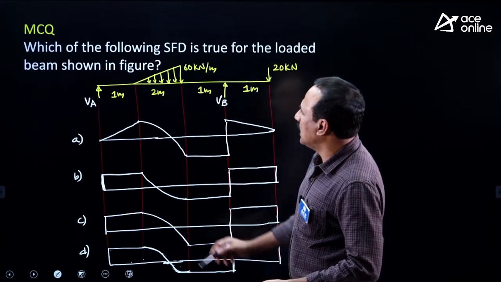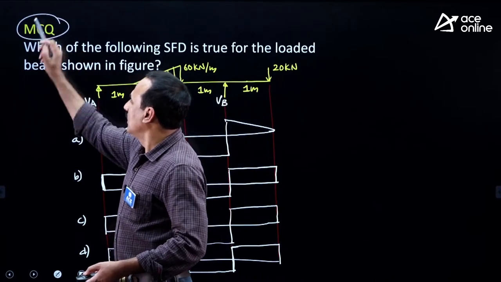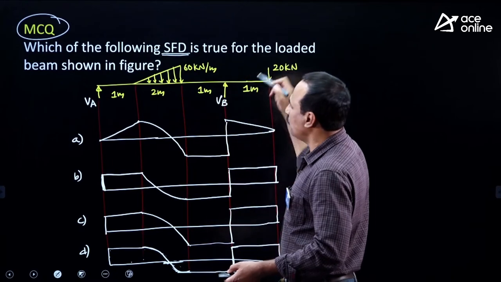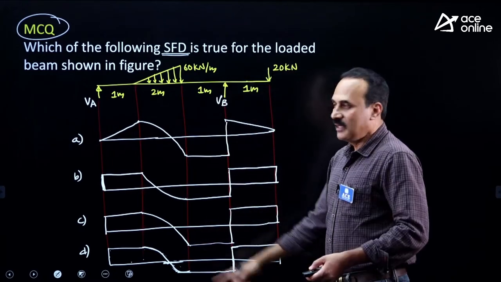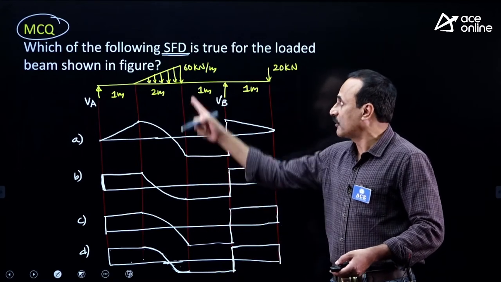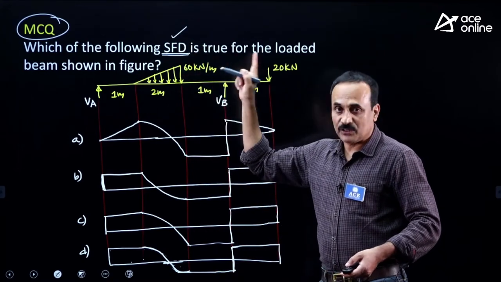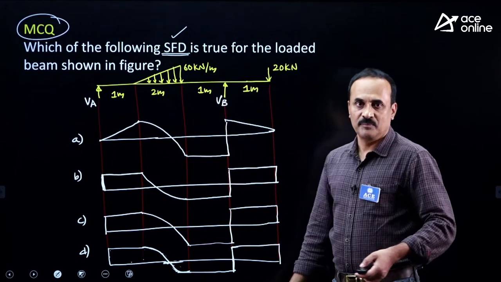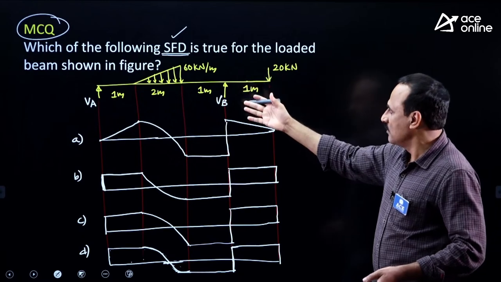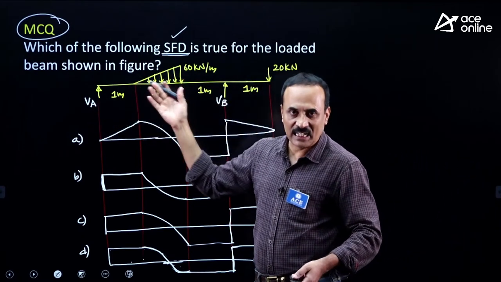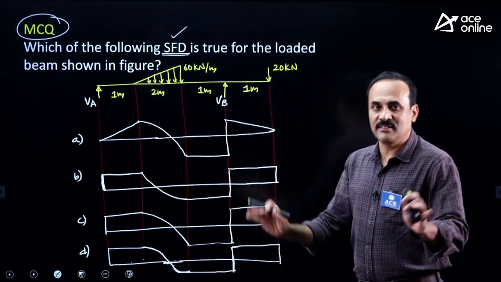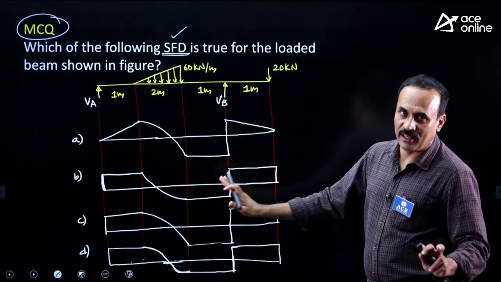Next, come to the multiple choice question. Which of the following shear force diagrams is true for the loaded beam shown in figure? They have given the beam and four shear force diagrams. We need to select which is the correct option. Drawing the shear force diagram for this beam, finding out the reactions, and then comparing with the answer is a big joke here.